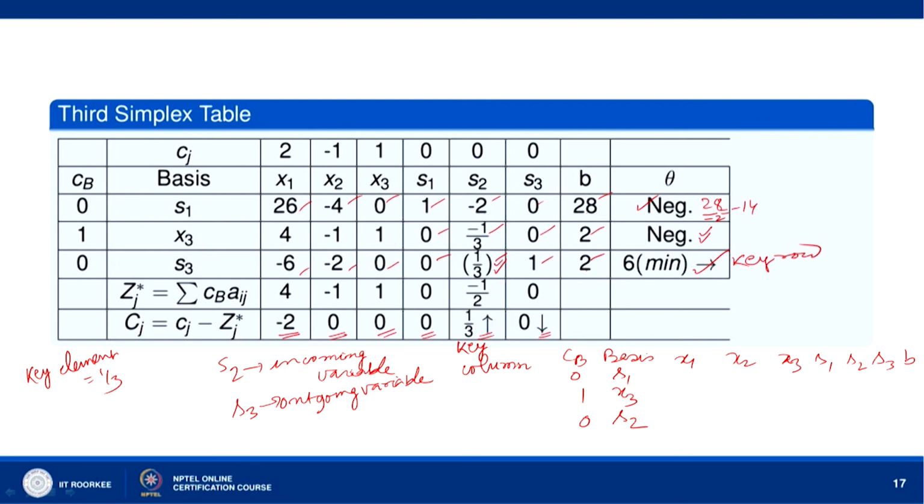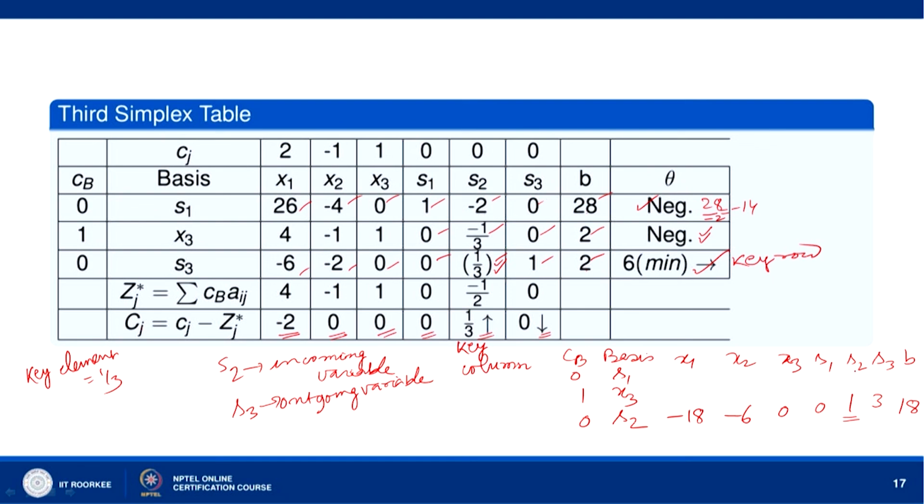Now, we divide the elements of the key row by the key element, so we divide by 1 by 3. Dividing by 1 by 3 means minus 6 into 3, that is minus 18. Then minus 2 divided by 1 by 3 gives minus 6, then 0 here, 0 here, and this will become 1 here. 1 divided by 1 by 3 gives you 3, and 6 divided by 1 by 3 gives you 18.